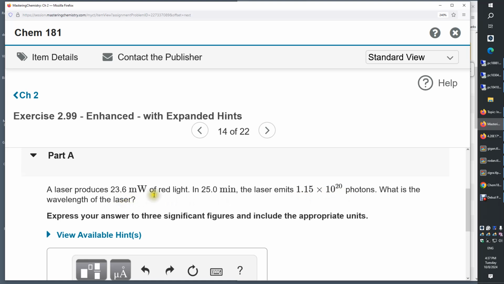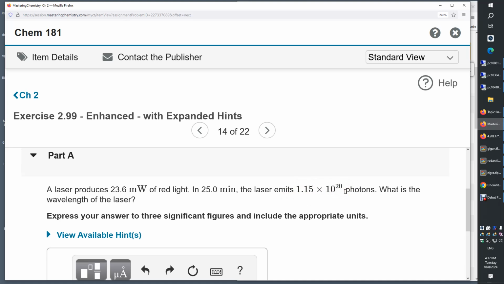How do we tackle the question? So watt, W-A-T-T, is 1 joule per second. So we have 23.6 millijoule per second. We can convert 25 minutes to seconds. It's 25 times 60 seconds. And then we multiply these two numbers together, we get the amount of energy produced by this laser. And that amount of energy should be divided by this many photons. And then we'll get the energy of one photon.